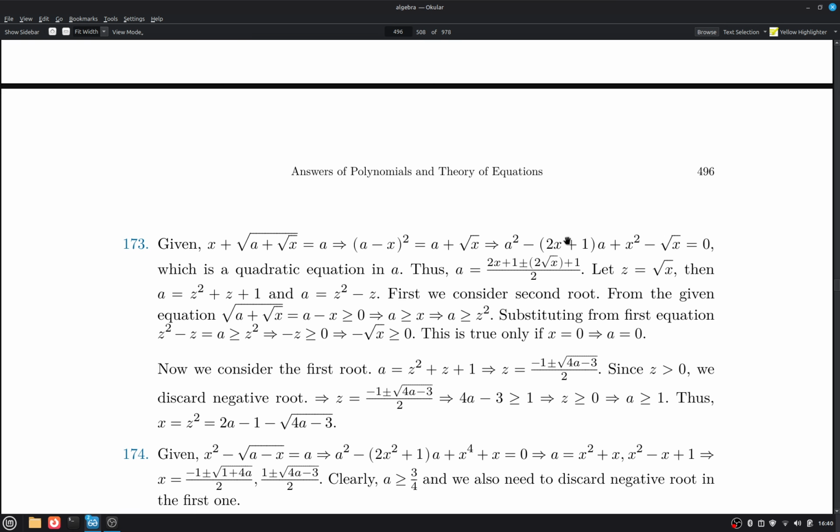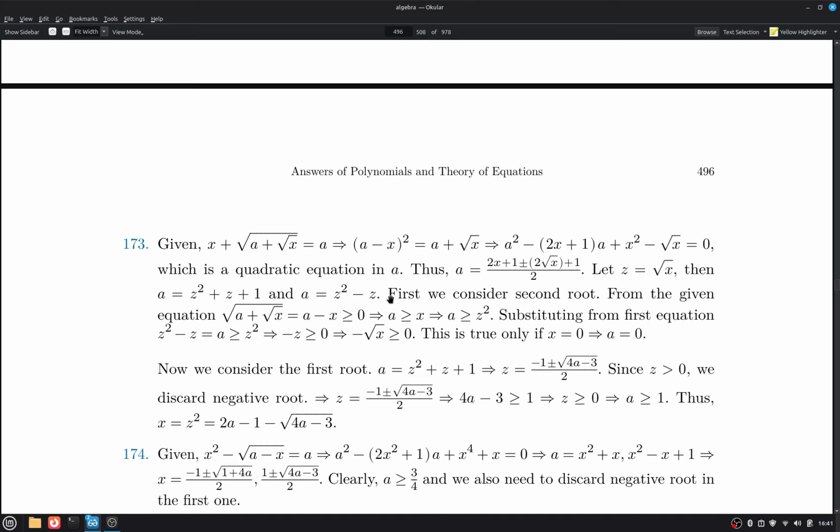So we bring everything to one side, we get a squared minus (2x plus 1) a plus x squared minus square root of x is equal to 0, which is a quadratic equation in a. So we have two roots, (2x plus 1 plus or minus 2 square root of x plus 1) by 2. Now we let z be equal to square root of x. So a becomes z squared plus z plus 1, and the other value becomes z squared minus z.